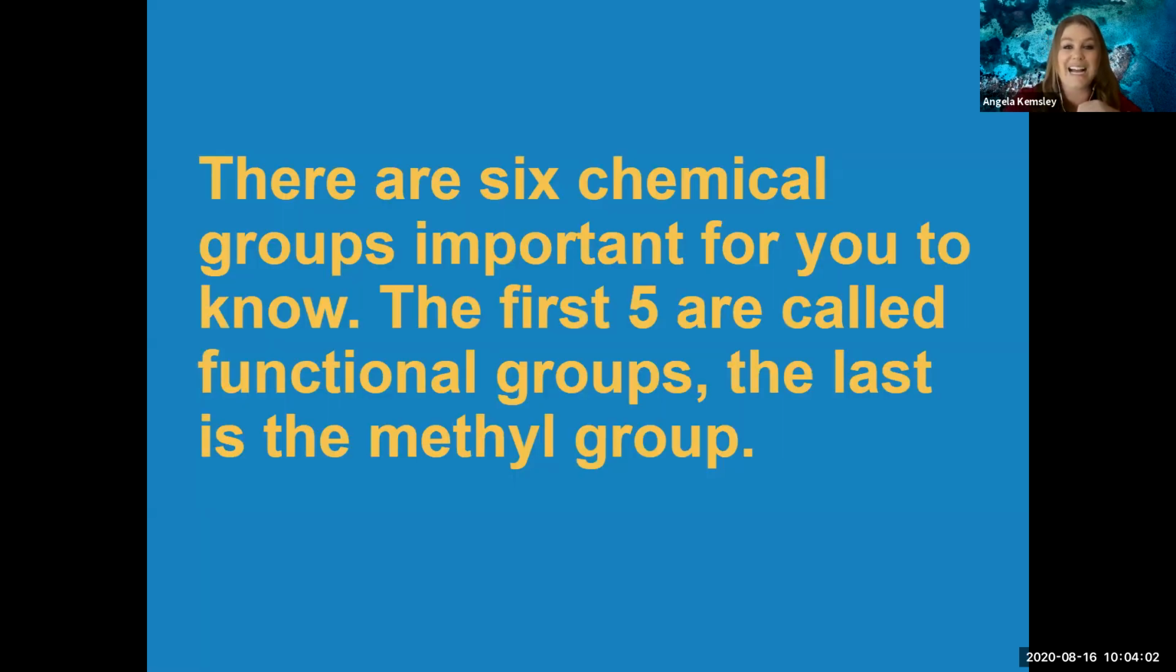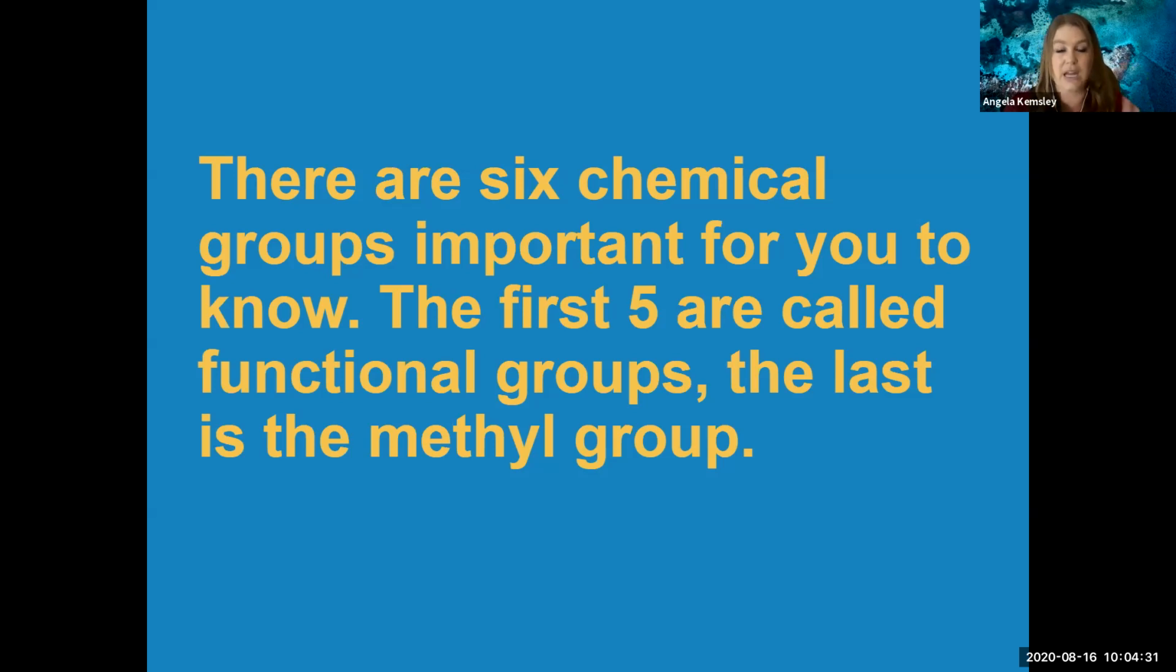All right, so like I said, there are 6 of these chemical groups that are important for you to know. The first 5 are called functional groups. The 6th is the methyl group. The first 5 are grouped together and called functional groups because they share common properties, which we're going to talk about. And then the methyl group is also very important, but it's a little bit different than the first 5. So let's take a look at the first 5, our functional groups.